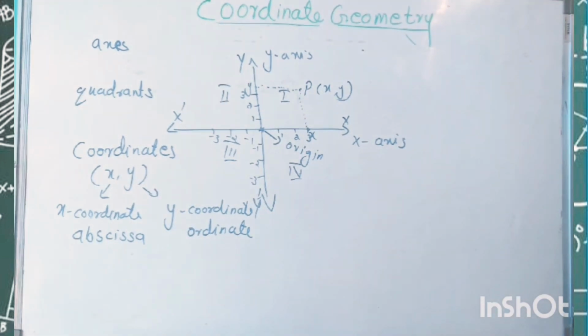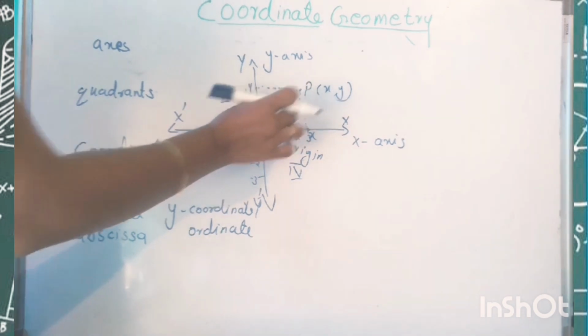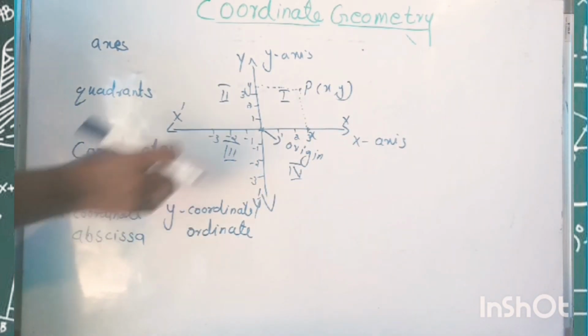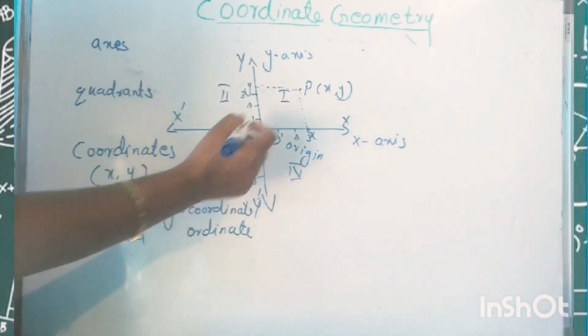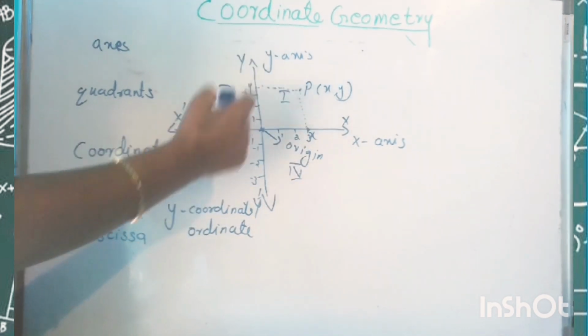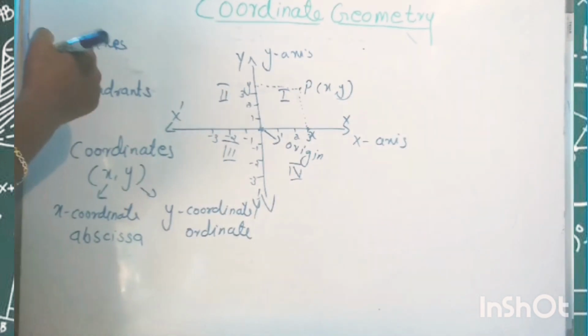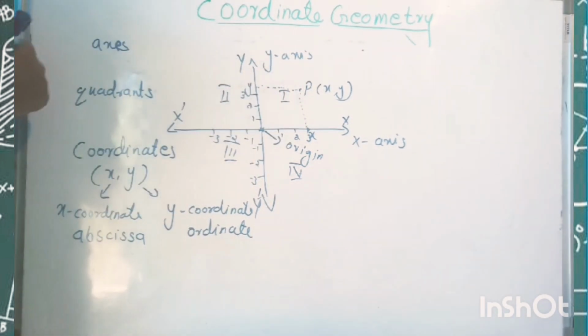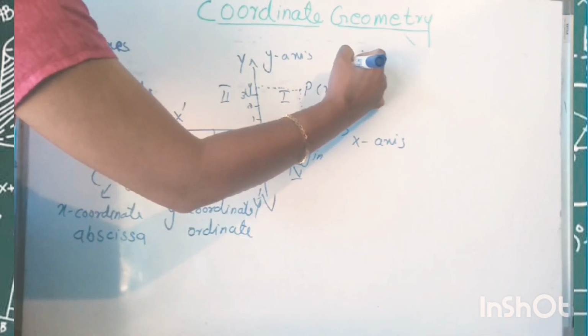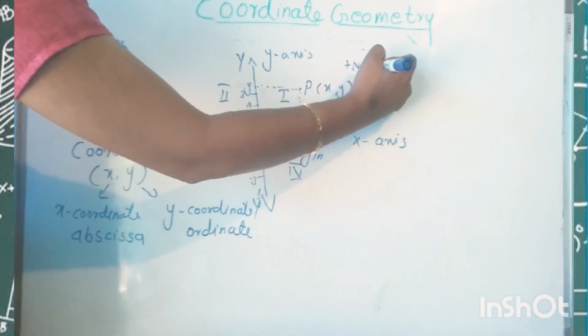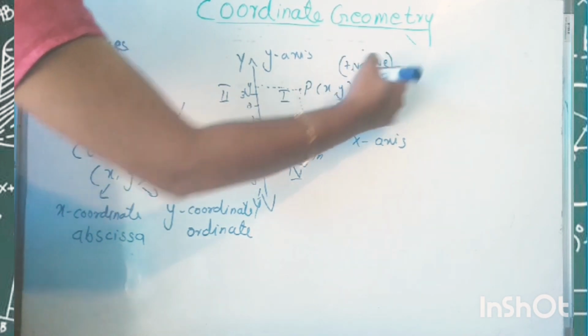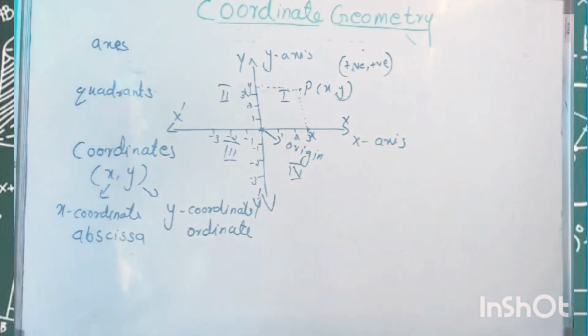Suppose you have one point in the first quadrant. Look at the x-axis and y-axis: we have positive values on the x-axis and positive values on the y-axis. So the coordinates of a point in the first quadrant will be in the form positive comma positive.